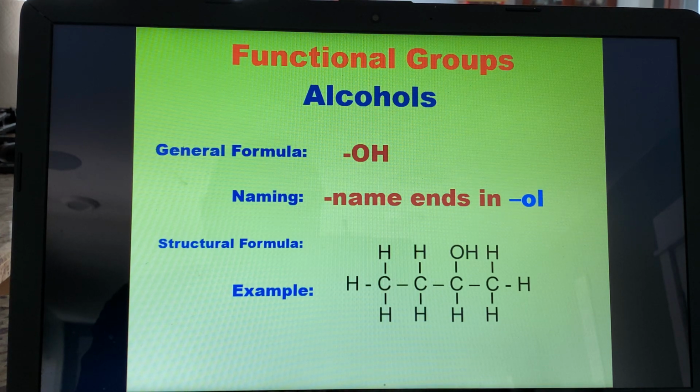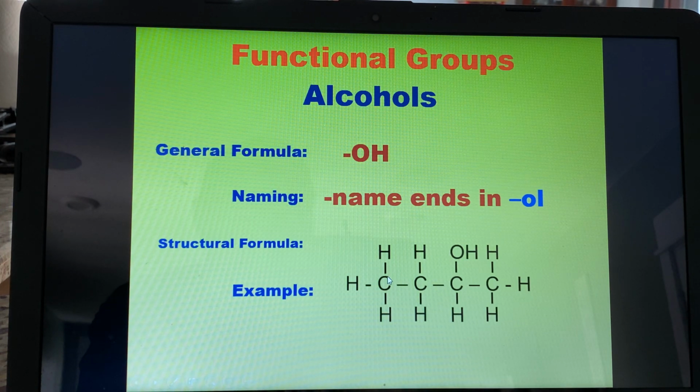So the base name for this is butane. I'm going to name this as if it doesn't have any branches on it; I'm going to assume they're all H's. So it's 1, 2, 3, 4. It's butane. It's got an OH branch, so what we do is we change the "e" in butane to "ol". So it's butanol.